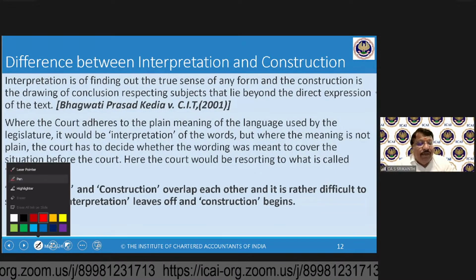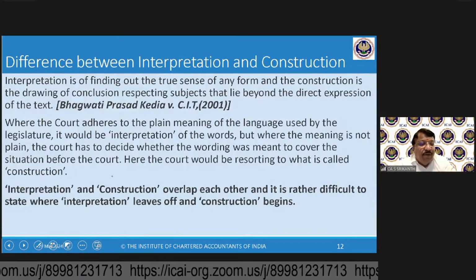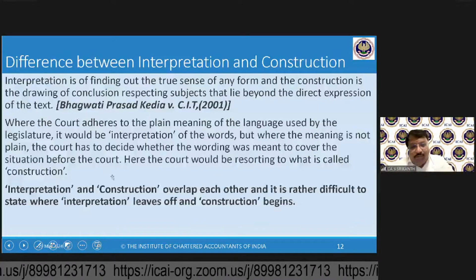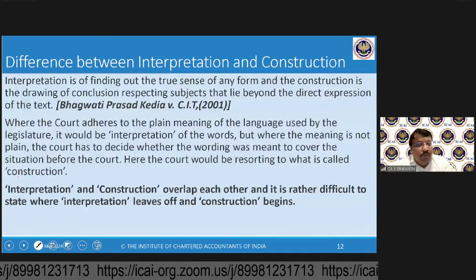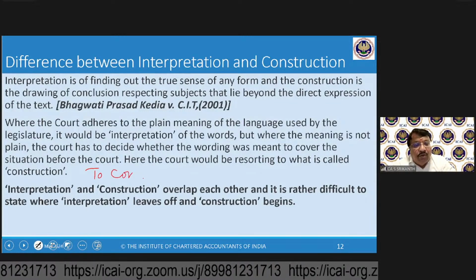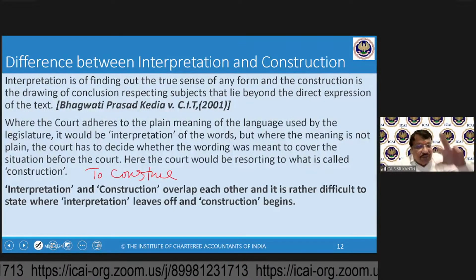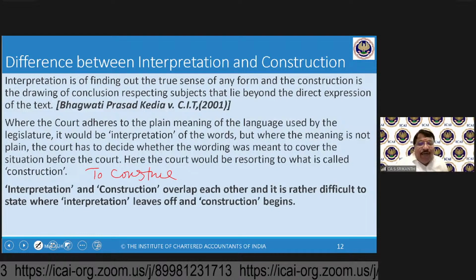So construction is the noun. The verb is to construe. See, when you use the word construction, remember there are two ways: to construct a building, to construe an enactment.